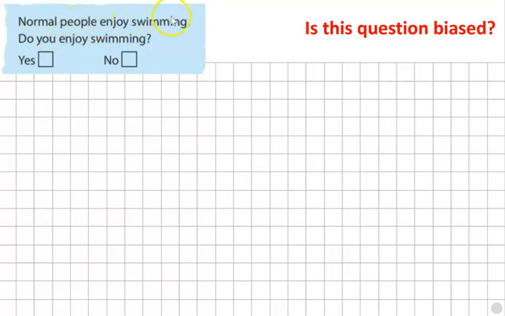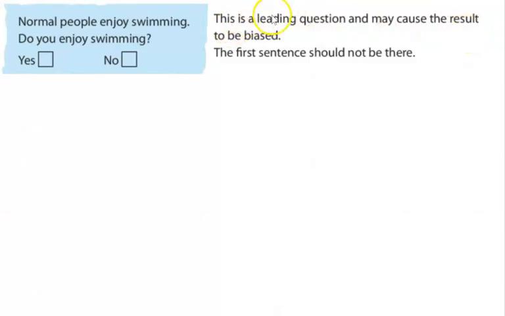Normal people enjoy swimming. Do you enjoy swimming? Yes or no? So is this question biased and why? This is a leading question and may cause the result to be biased. The first sentence should not be there. So yes, this is biased.